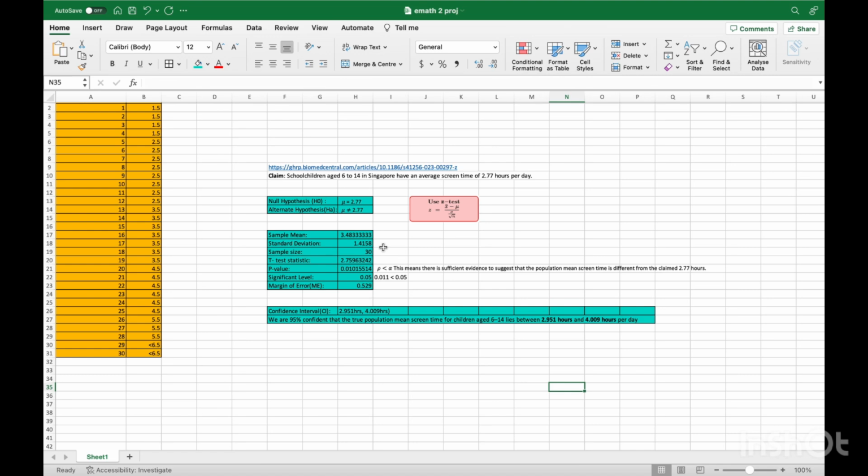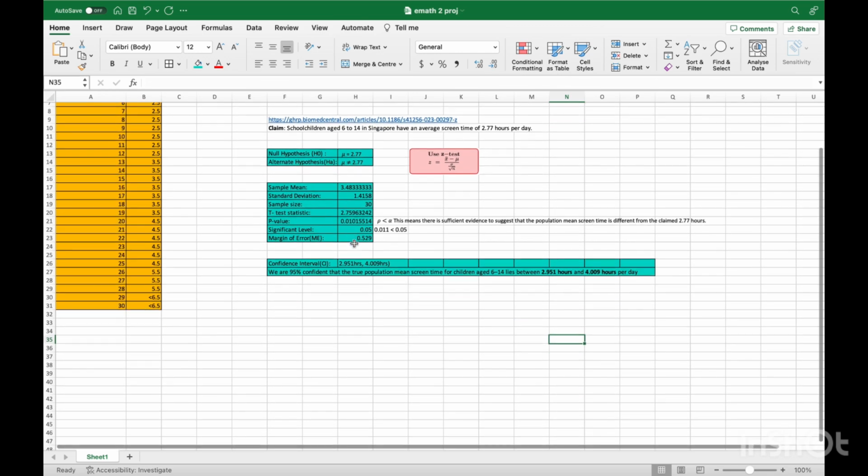I use a two-tailed test because we want to check whether the average is either higher or lower than the claim value. I'll be presenting my p-value and the test statistics using Excel. The p-value came out to be 0.001, which is less than our significance level of 0.05. Therefore, we reject the null hypothesis. This suggests that the average screen time for children in this sample differs significantly from the claimed 2.77 hours per day.